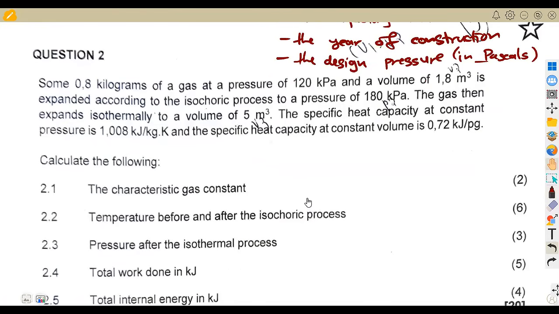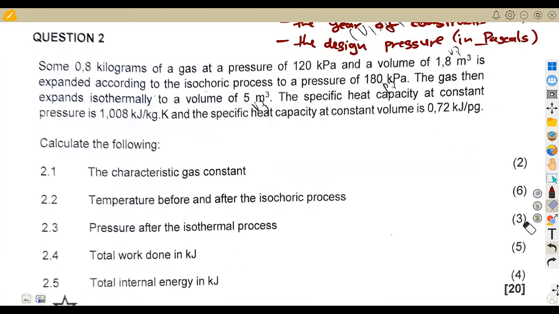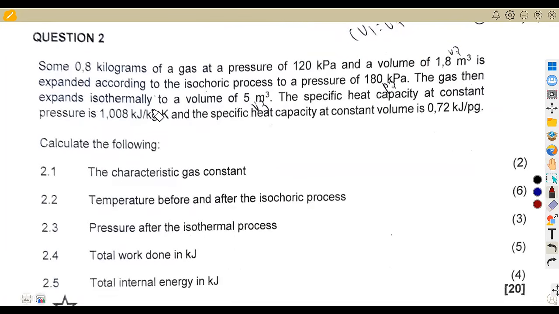All right, so let us move on to question 2, which was on gases. In this case, the application of thermodynamics of gases, whereby all we need, guys, is the information given and to use your formulas properly. So let us check and see.